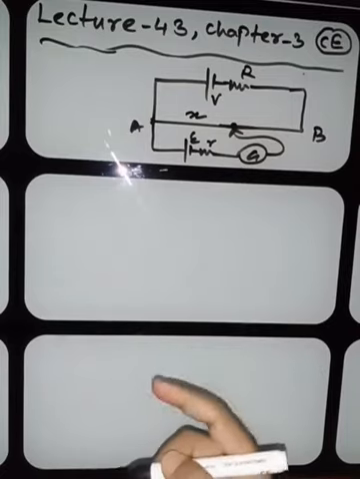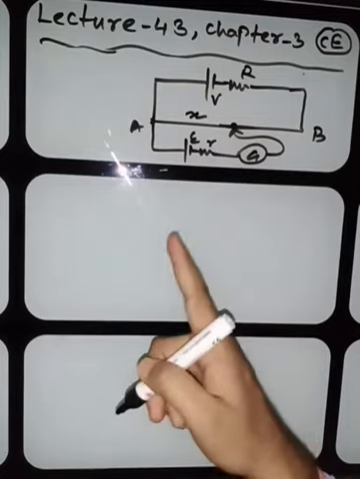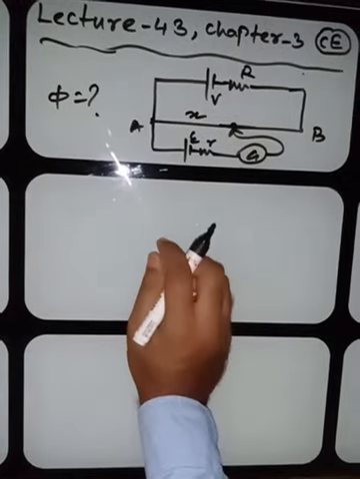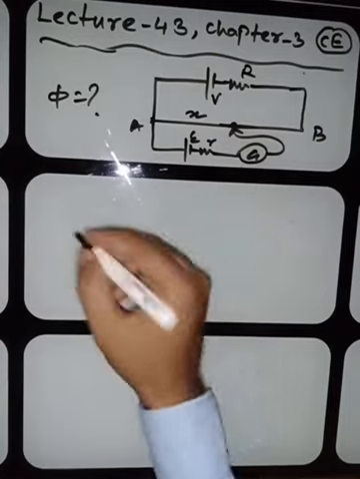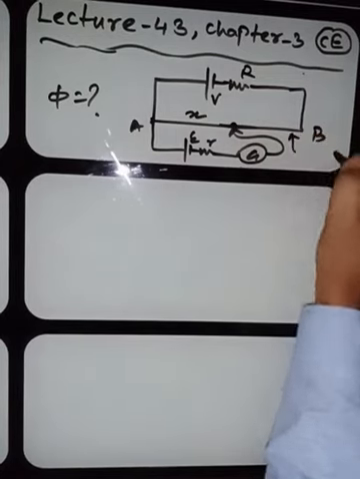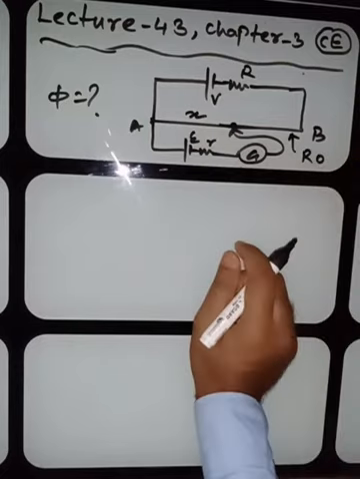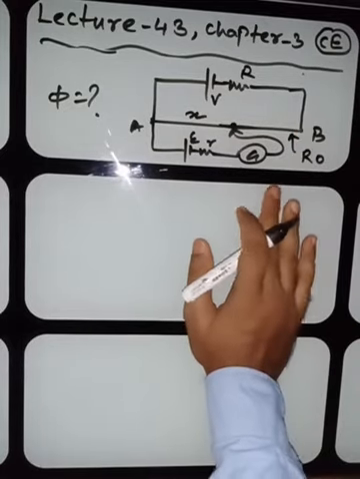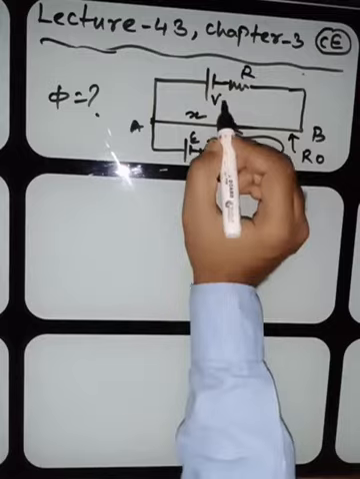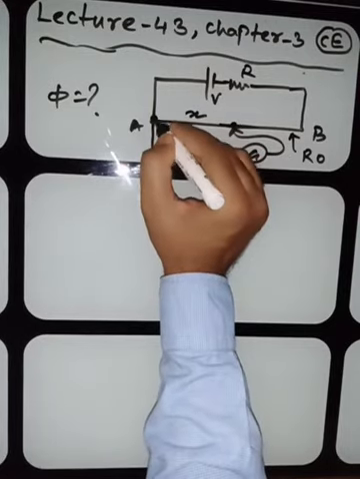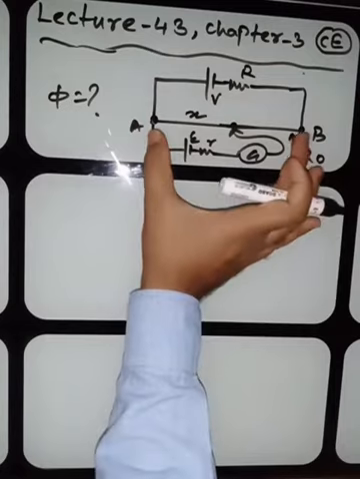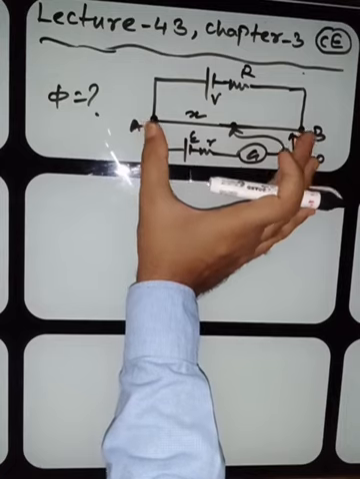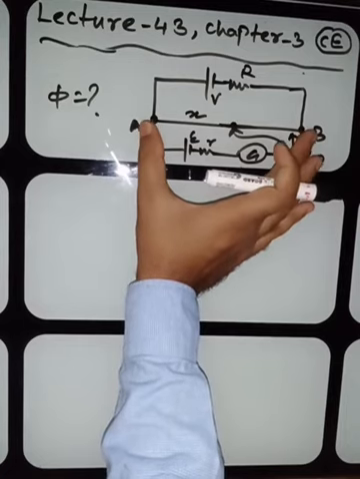Now, how will you solve such a type of question? In this question, first you should find out phi. Suppose the resistance of this wire is R0. This will be given, don't worry. As we have studied, the potential difference across the ends of the wire divided by the length of the wire is phi. Length is suppose L.